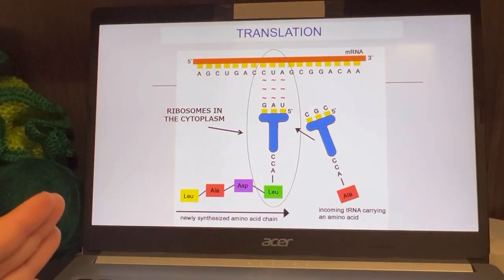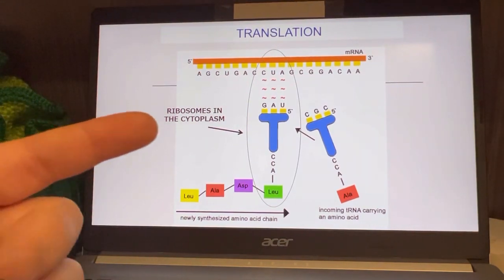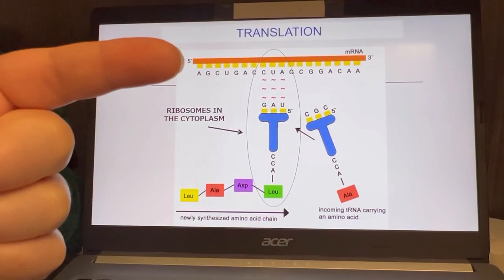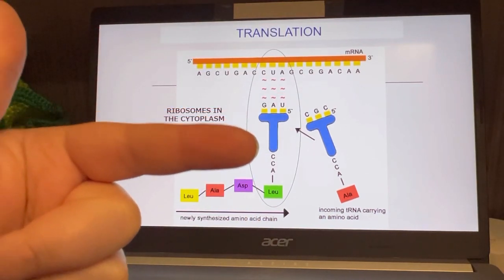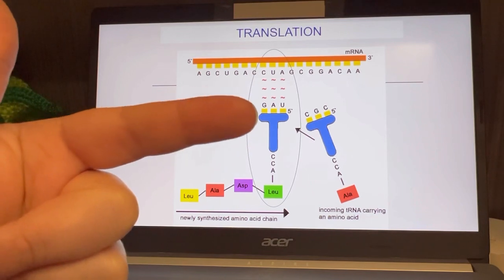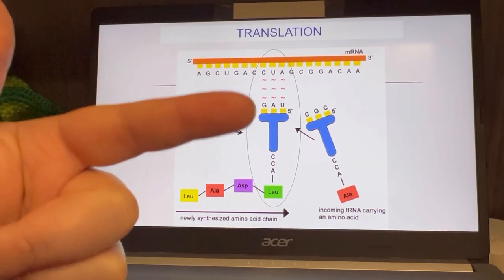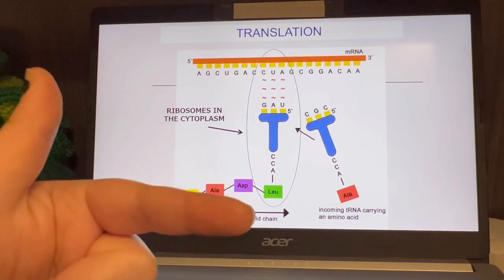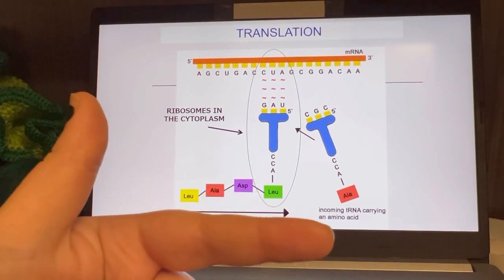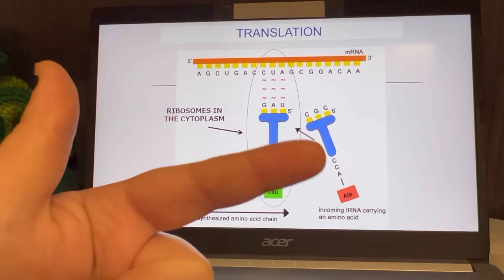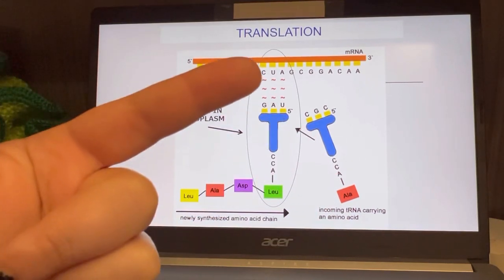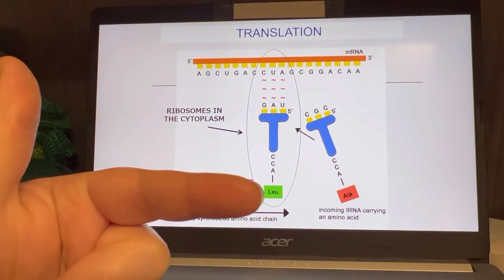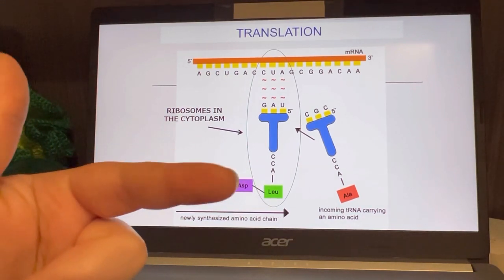Okay, so diagram of translation. This is happening in the ribosome, this loop here. Your mRNA strand here and your tRNA bringing the codons coming to attach and create an amino acid. And that creates a whole chain there. So incoming tRNA carrying an amino acid comes in, attaches to the chain of mRNA, and then the amino acid joins the rest of them.